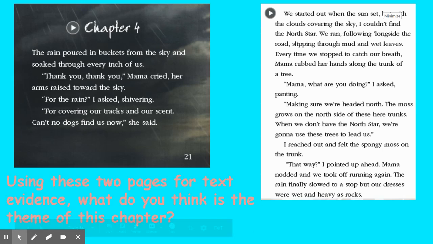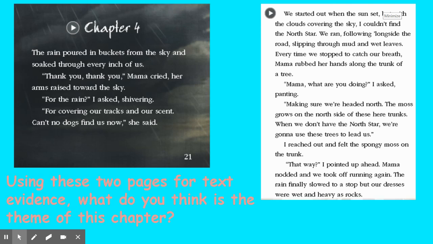All right, and our last question is using these two pages from the text, page 21 and 22. You're going to use these two pages for text evidence, and I want you to try to come up with what you think the theme of this chapter is. Remember, if you start somewhere, start with a topic. What's the lesson that you're trying to learn? What's the topic? And then try to take that topic and create a lesson from it. You guys have had many lessons that you've learned throughout life. What is the heart, the thing that the author is trying to get you to recognize? And it's not going to be right there.